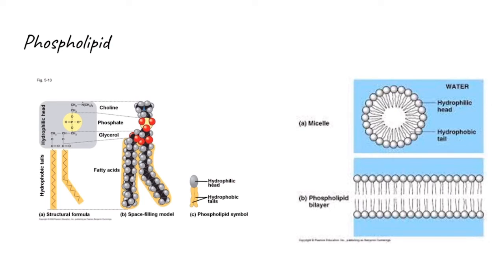As there is water both inside and outside of the cell, phospholipids form two layers so that on both sides that touch water, there are the heads of the phospholipids.